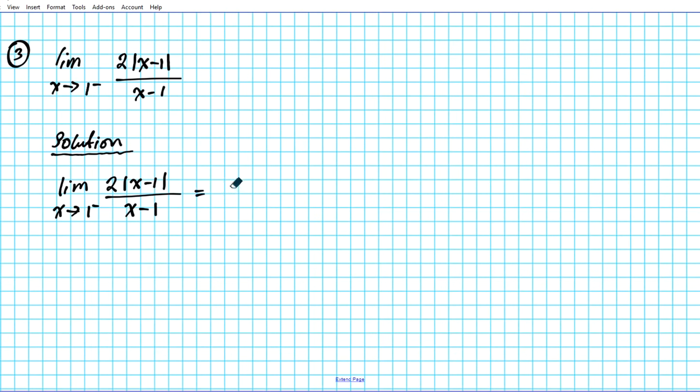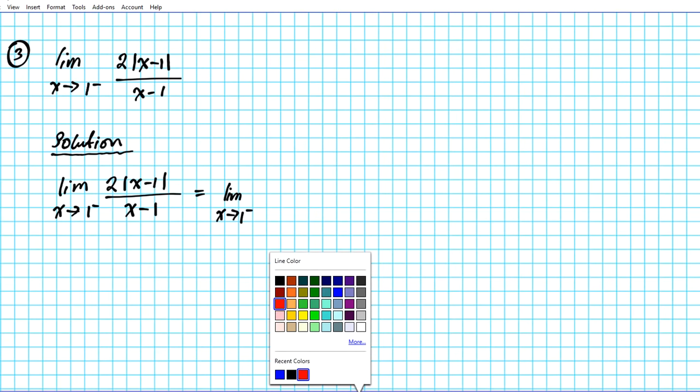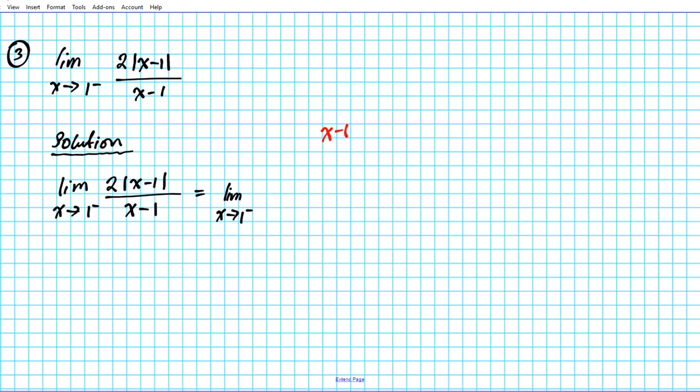Now, what we're going to do is rewrite this absolute value component. Limit as x approaches 1 from the left. For the absolute value component, the quantity inside the absolute value tells you what the switch in the subdomain is. Inside the absolute value we have x minus 1, so set that equal to 0 and solve for x. You can see that the switch in the subdomain occurs at x equals 1.